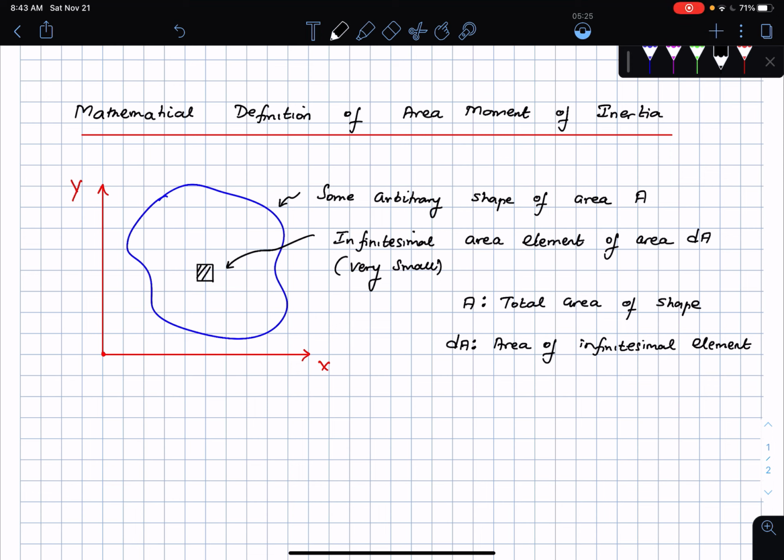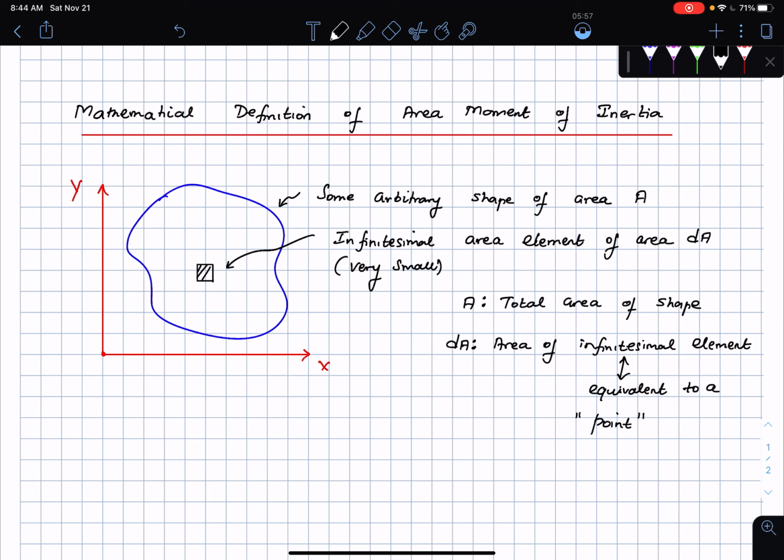Since this is infinitesimal, it is almost similar to a point, so this is equivalent to a point. Of course you will argue that a point does not have any dimensions or geometry, but you think of it as a very, very tiny area. This is approximately equivalent to a point.